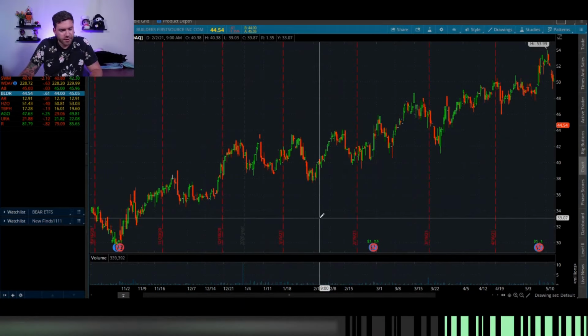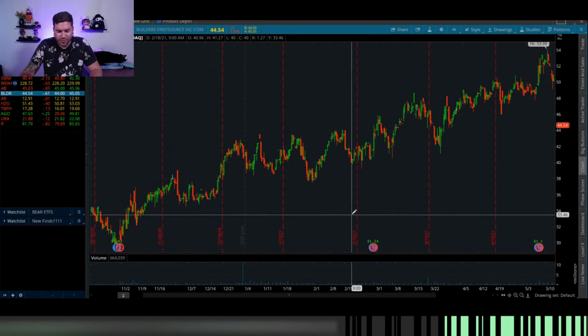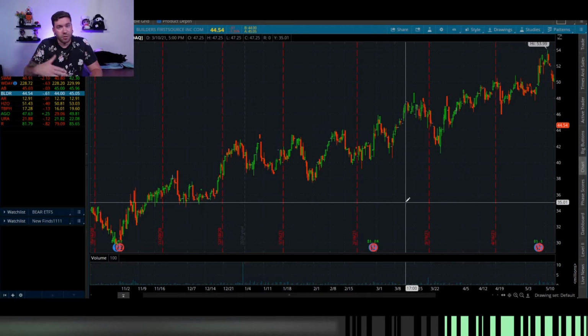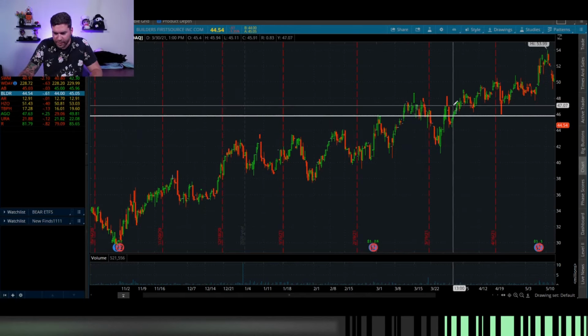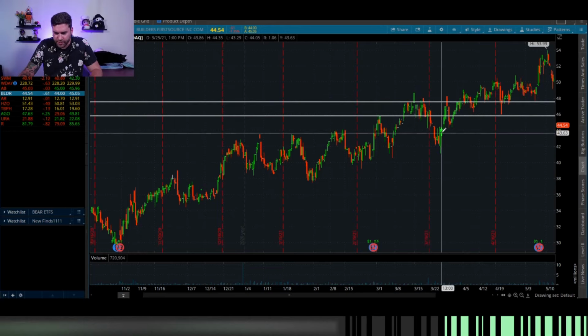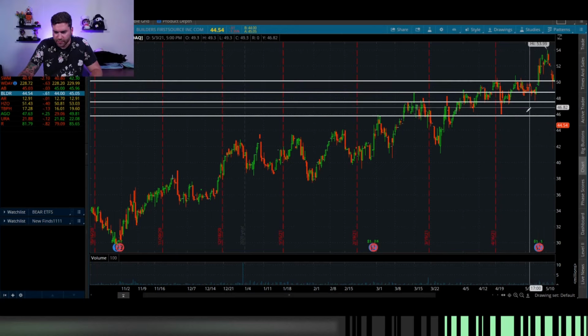So this is BLDR. It's been a fantastic play. It's recently broken down, as we can see. But just for this kind of lesson in itself, let's keep it to the topic at hand. Let's do our supports and resistances as always. So once again, we have a great resistance here, became a support. We have a great resistance area here, became a support. Resistance here became a support. Resistance here became a support.